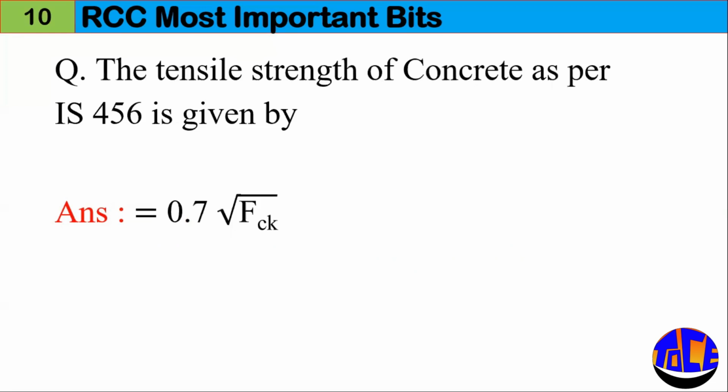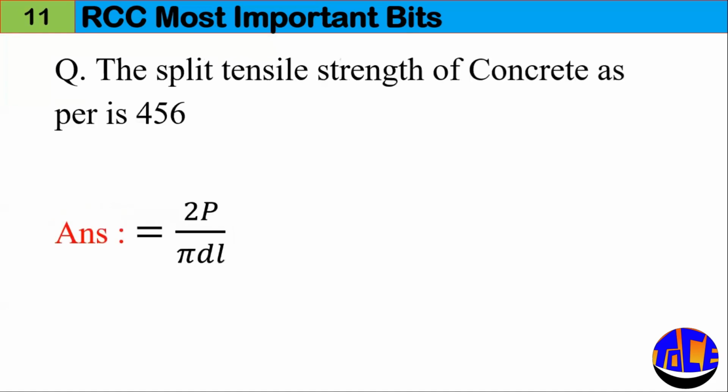Question number 10. The tensile strength of concrete as per IS 456 is given by 0.7 under root FCK. Question number 11.